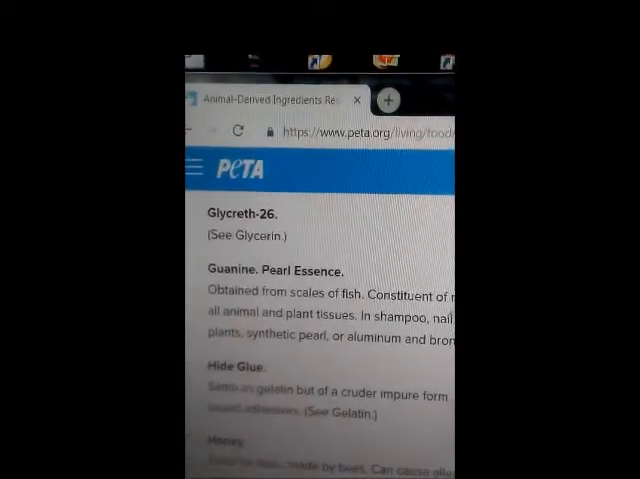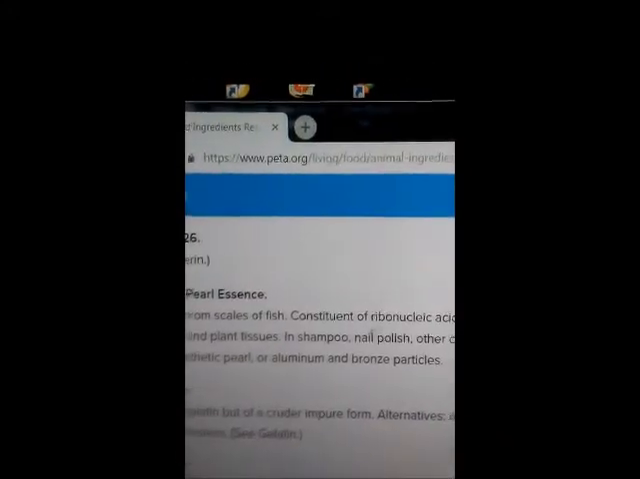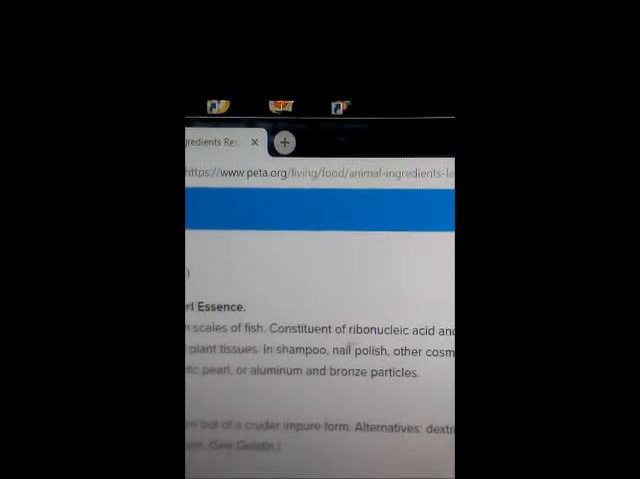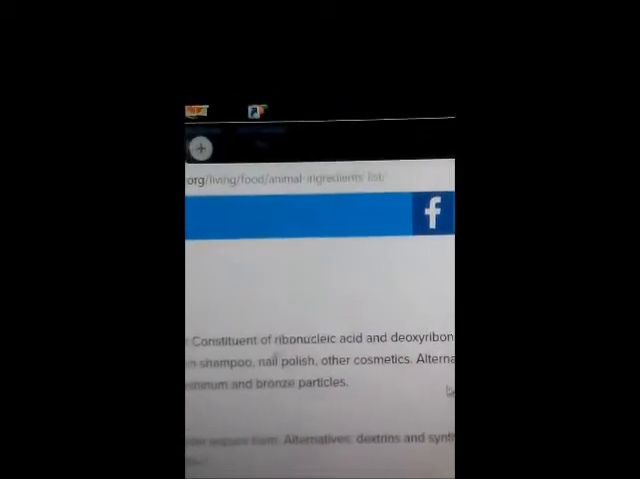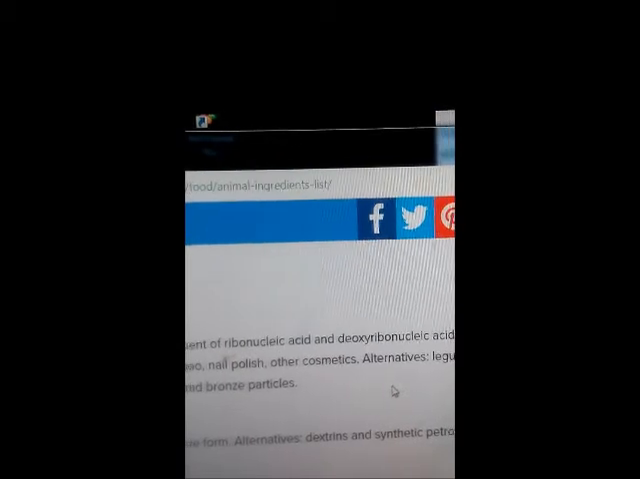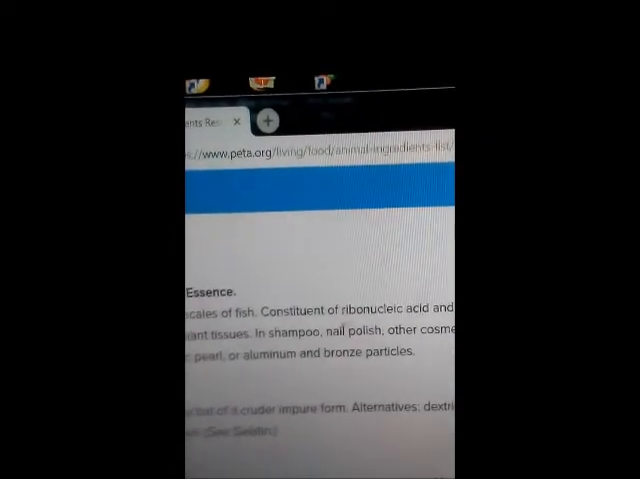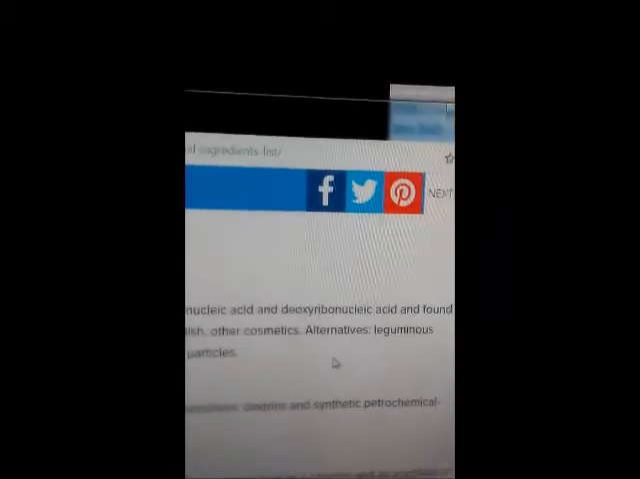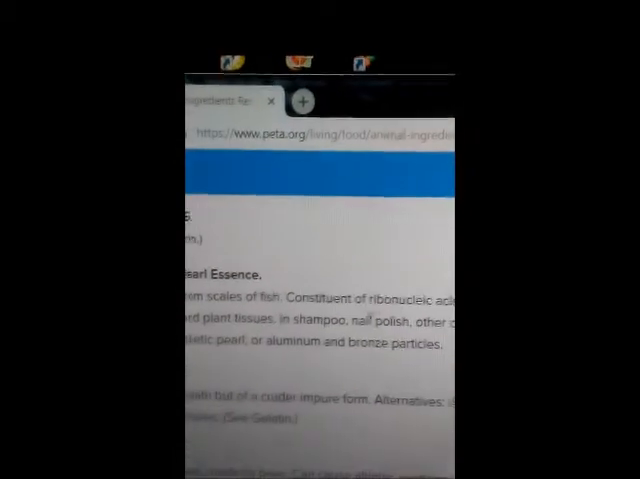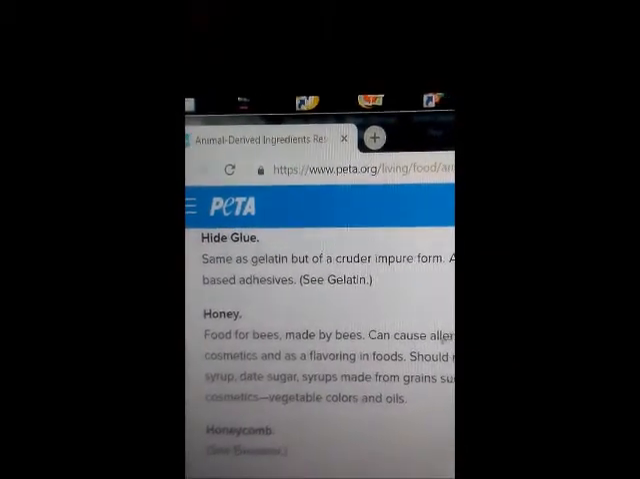Okay, so you got guanine, pearl essence, obtained from scales of fish, a constituent of ribonucleic acid and deoxyribonucleic acid, and found in all animal and plant tissues, in shampoo, nail polish, other cosmetics. So you got alternatives as well. So you got hide glue, same as gelatin, but of a cruder, impure form.